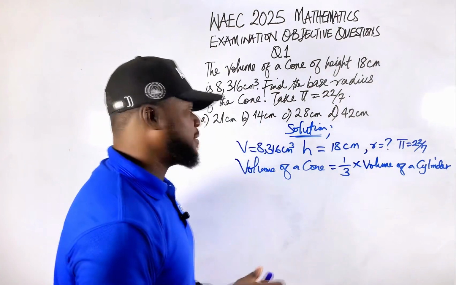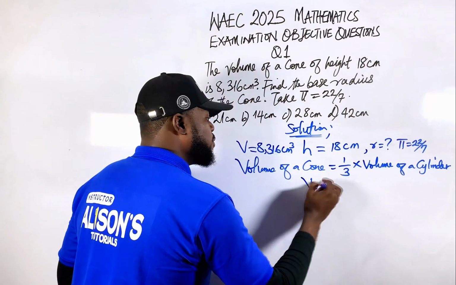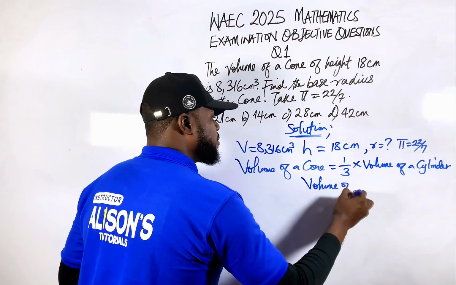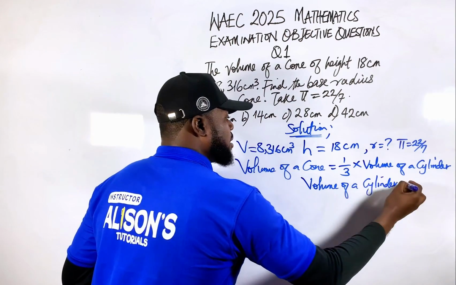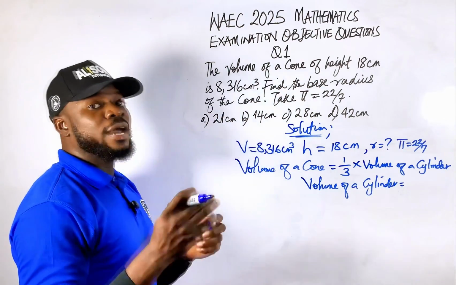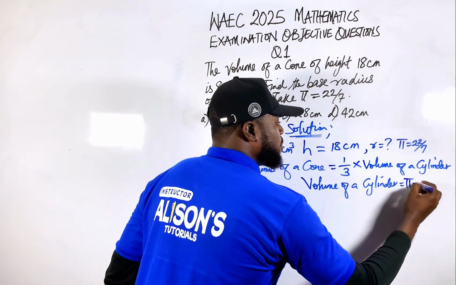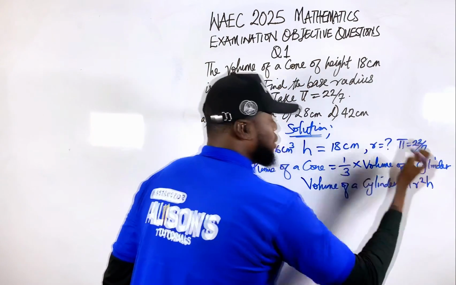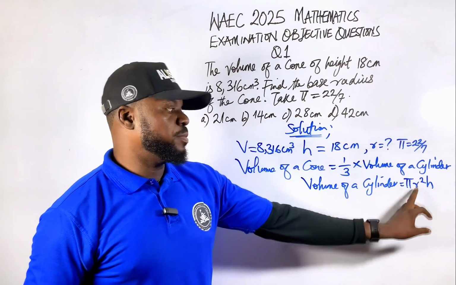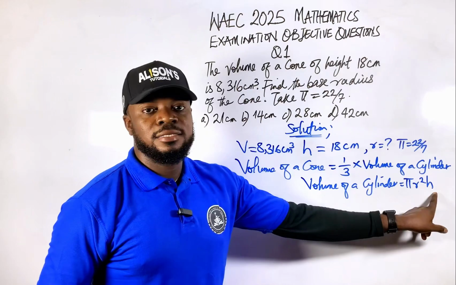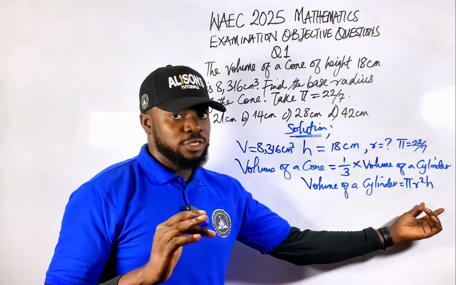Now, let us ask ourselves one question: what will be the formula for the volume of a cylinder? The formula for the volume of a cylinder is very, very simple: pi radius squared h, height. You use pi multiplied by radius squared, multiplied by height. That is the formula for the volume of a cylinder.